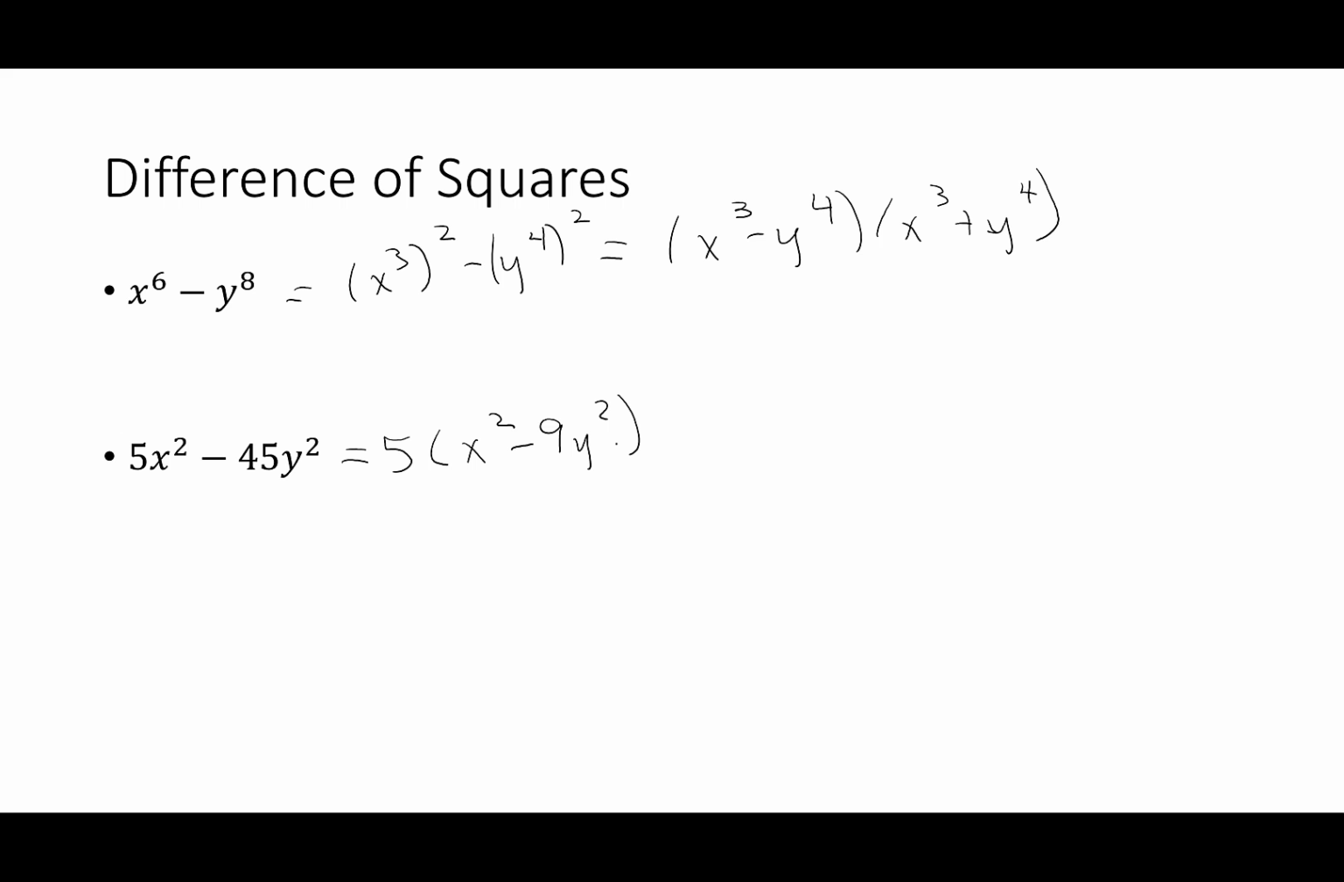Because 9 is 3 times 3, I can leave that 5 and have x minus 3y, and then x plus 3y. So you really want to watch for times that you can first factor something out before you try to apply any rules. It's important to say that there is not a formula for the sum of squares. Sum of squares cannot be factored.